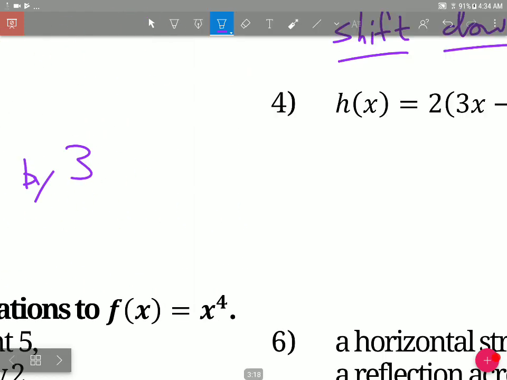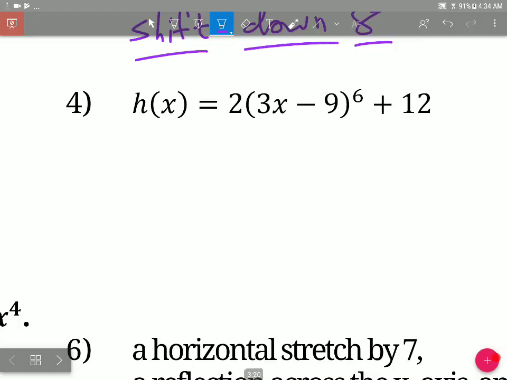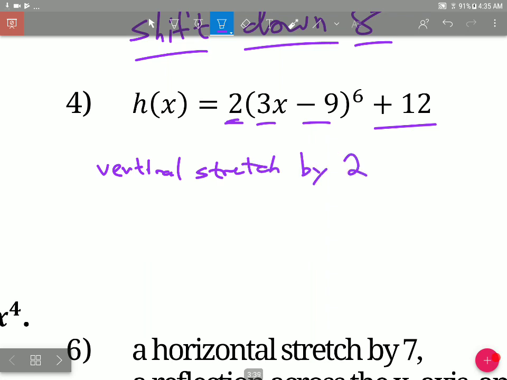Alright, last one. We've got several things. We've got a 2, we've got a 3, we got a 9, we got a 12. So there's 4 things going on there. Let's start with the 2. It's outside and it's multiplying, so it's vertical stretch by 2. We're multiplying on the inside, so that is a horizontal shrink by 3, because remember everything inside's backwards.